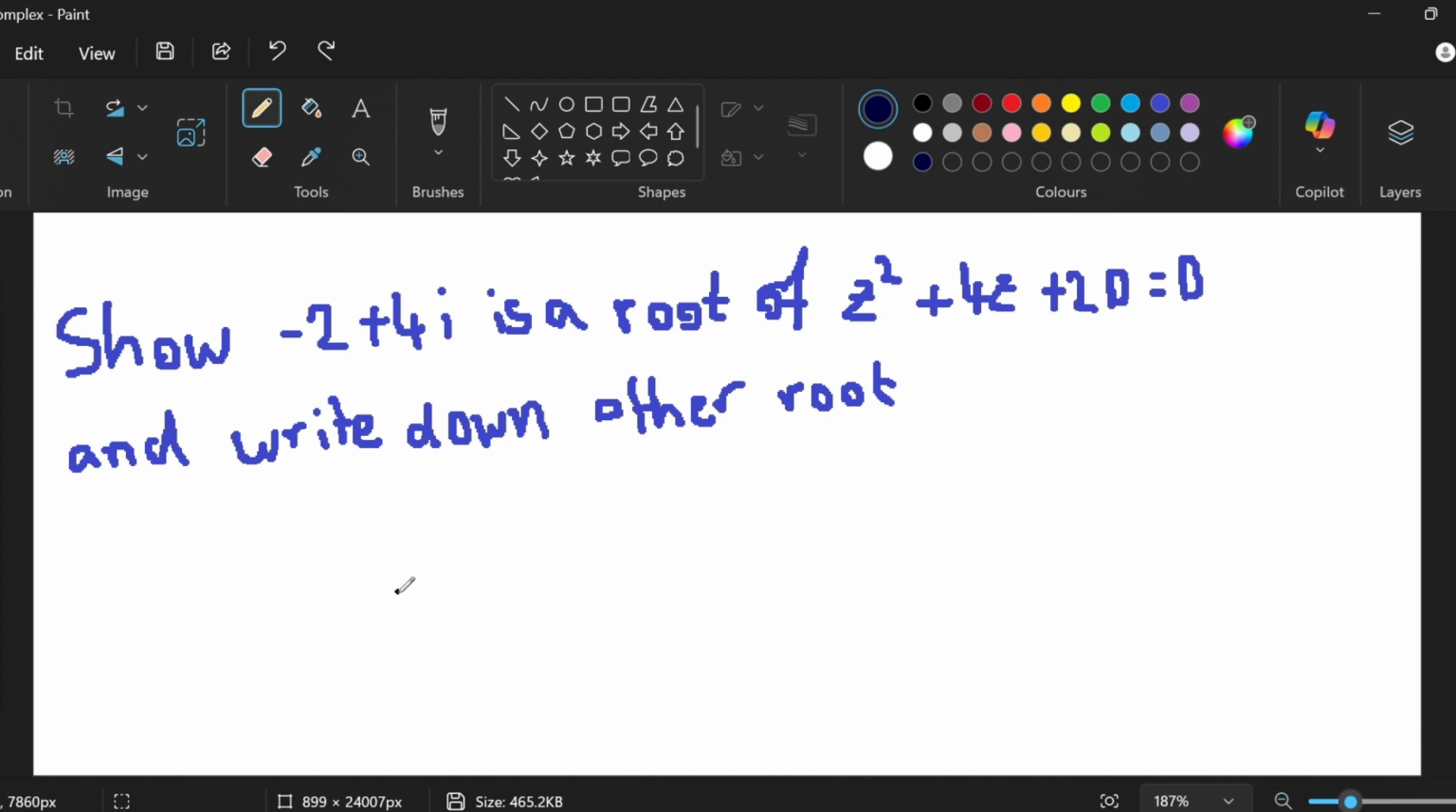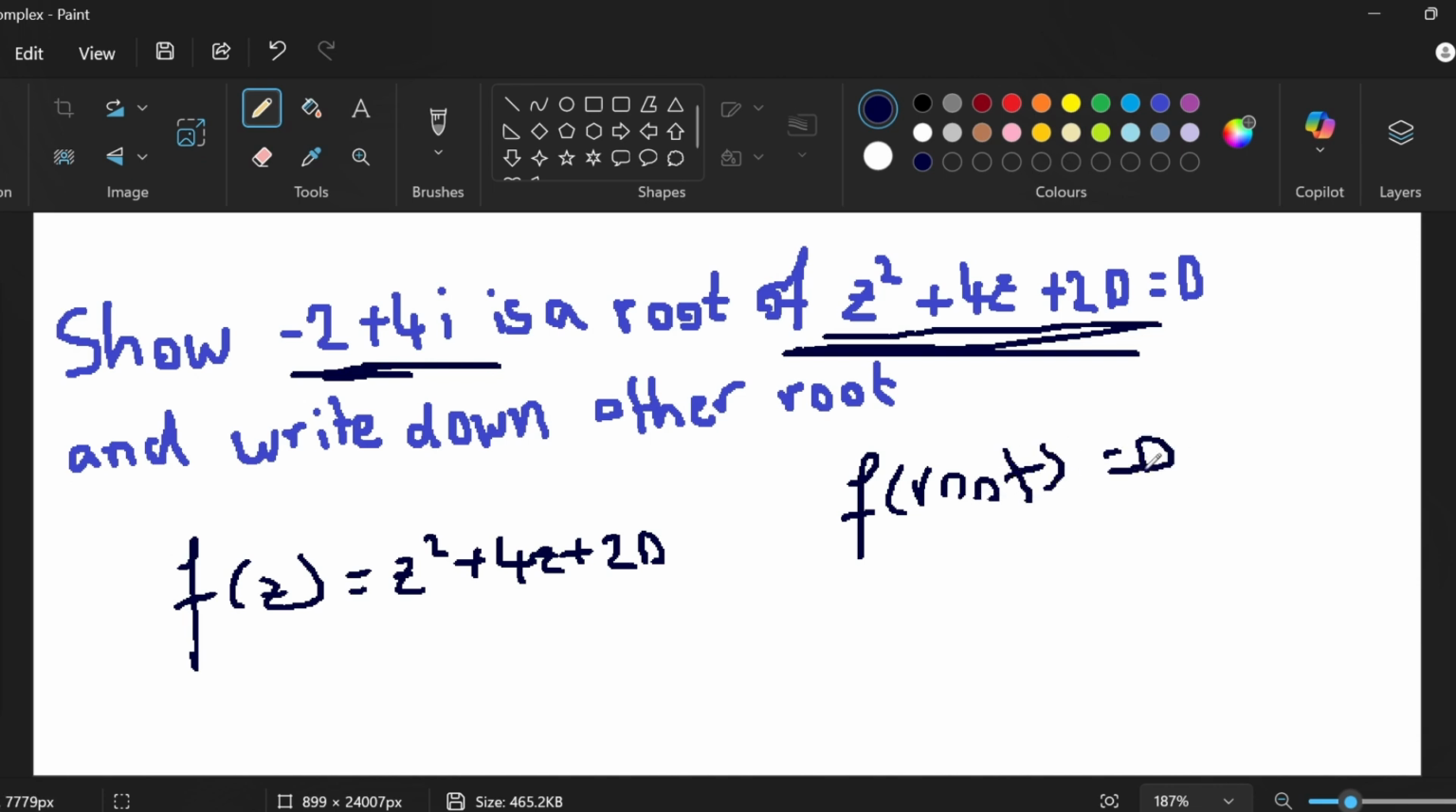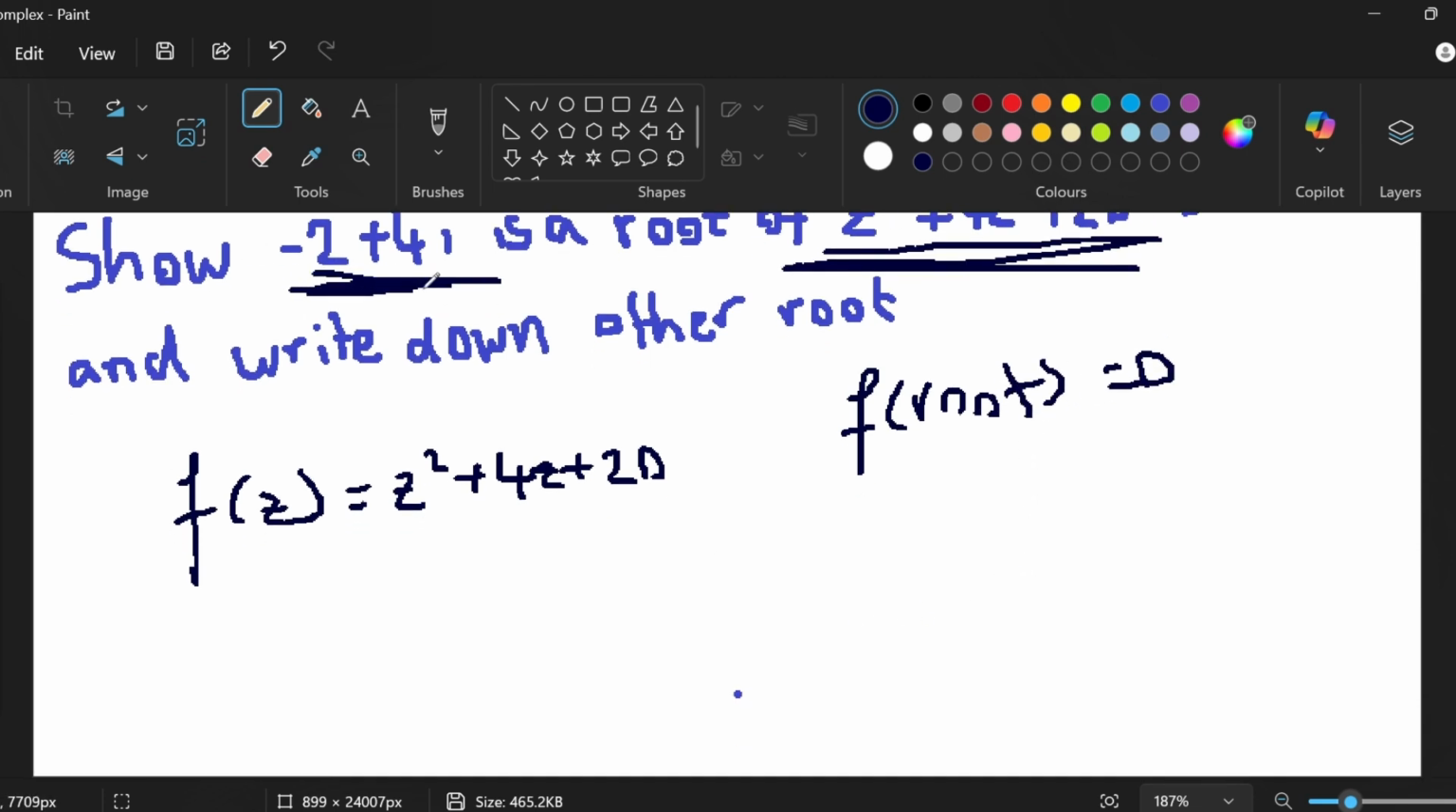A typical kind of question you might be asked about conjugate roots is to show that this here is a root of some polynomial, and then write down the other root. For this first step, to show that this is a root of this here, we're going to write it out with function notation, that f of z is equal to z squared plus 4z plus 20. And we know that f of any root is going to be 0. So we're just going to sub this in here and see if it equals 0 to show that it's a root.